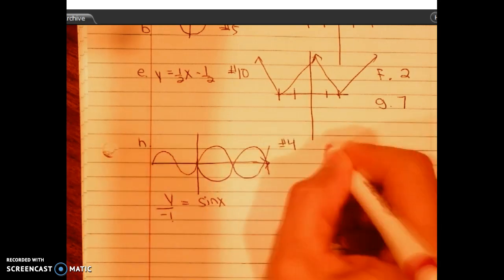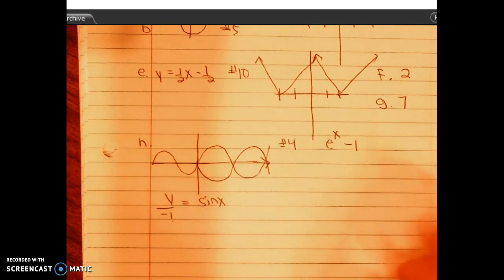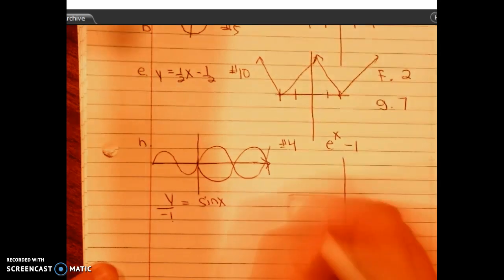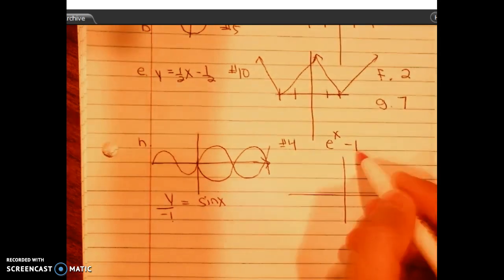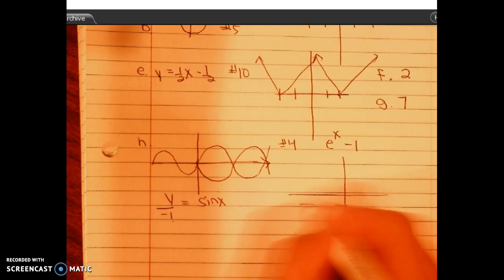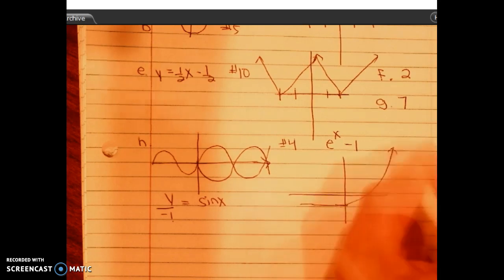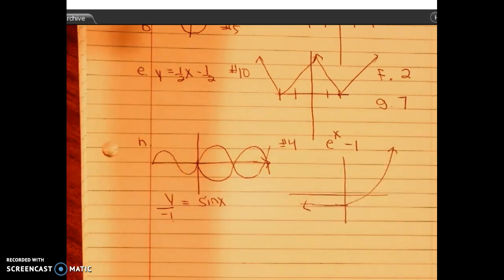Letter I is y equals e to the x minus 1. That's an exponential growth, so if you scan through those, and again, though we've got a translation of down 1, it should look like the following. That corresponds with letter I.